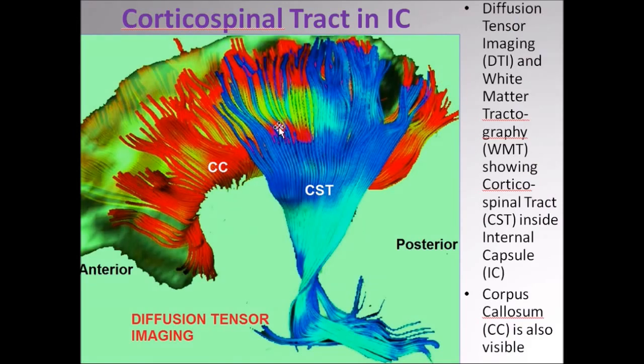And this is again a diffusion tensor imaging and white matter tractography showing the disposition in a three-dimensional view of the corticospinal tract. As we can see, it is coming from the frontal lobe, from the motor cortex, and it is descending down, and here it is the corona radiata, here it becomes the internal capsule, and it descends further down. Incidentally, in this picture also, we can see some fibers of another group of fibers which are referred to as the commissural fibers. In this case, it is the corpus callosum. That is just by the way.